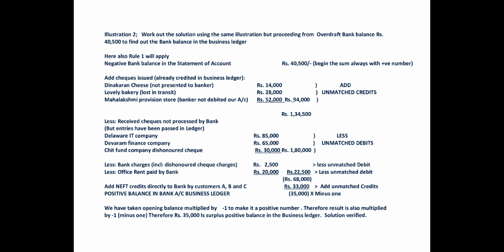But this is not the correct solution. We have to multiply the resulting balance by -1 as we also multiplied the opening balance by -1. So the result is a positive balance of 35,000. So this is a surplus balance in the bank account in business ledger. So the solution is verified.